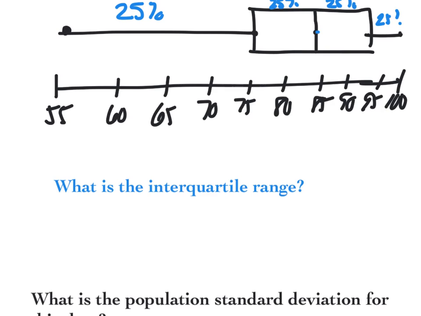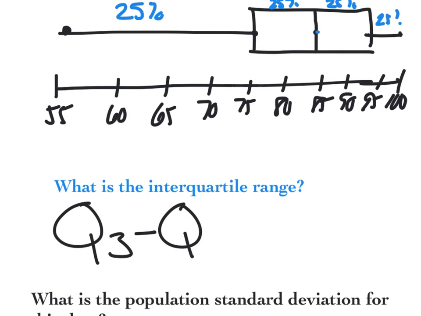Another vocab piece, what is the interquartile range? Well, that is Q3 minus Q1. Quartile 3 minus quartile 1. And that's where the ends of the boxes are. So I would say that's 93 minus 75, which is 18.